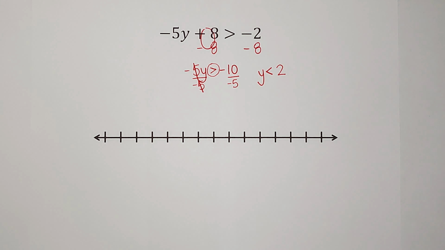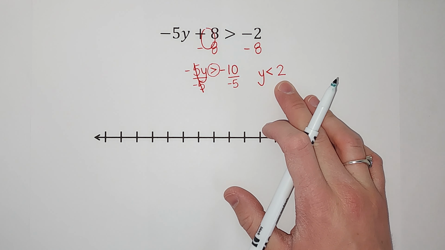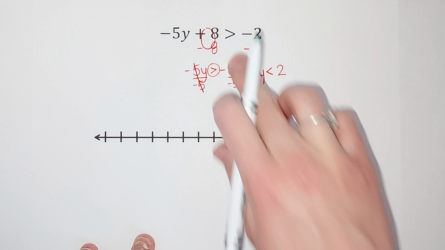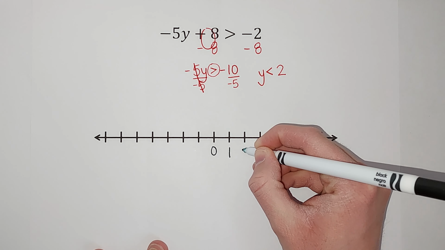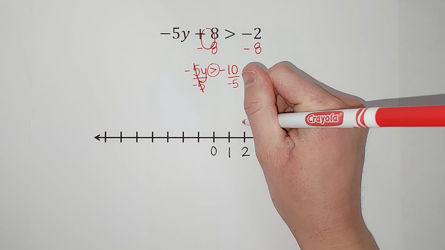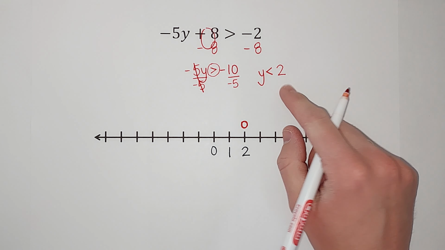Okay, now we're going to graph it, okay? So what this means is any number smaller than 2 that I plug in here will make this statement true, okay? So here's my number line. I'm going to do 0, 1, 2, okay? I am going to do an open circle at 2, okay? Because it's y is less than 2.